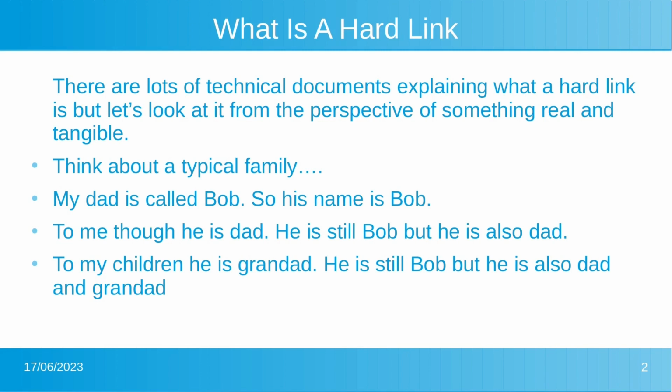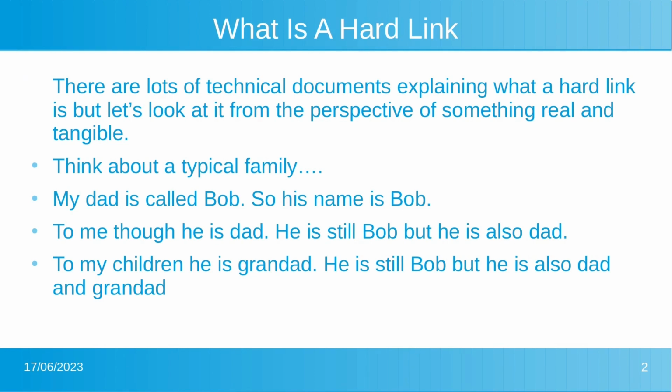If you look up hard links on Google, you'll see lots of technical documents explaining what it is, but I'm going to try and do it from something real and tangible to see if that'll help you understand it better. So my dad is called Bob. Now Bob's got a passport number, and that identifies Bob as being Bob to the government. To me though, he is Dad. He's still Bob, but he's also Dad.